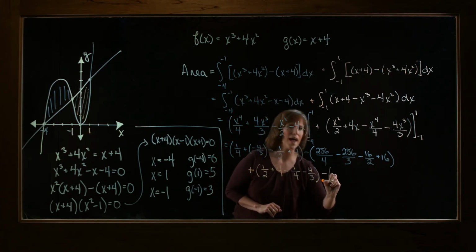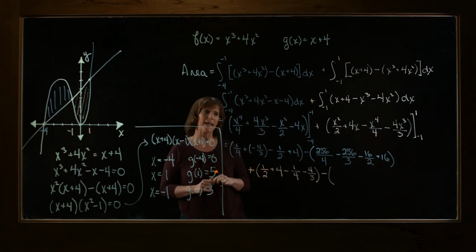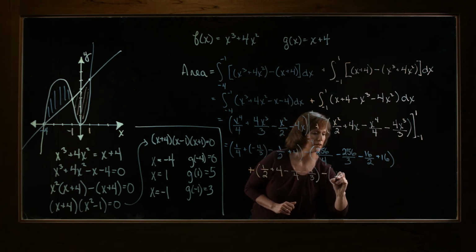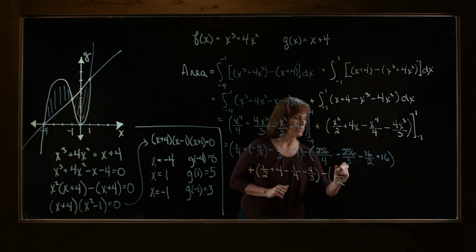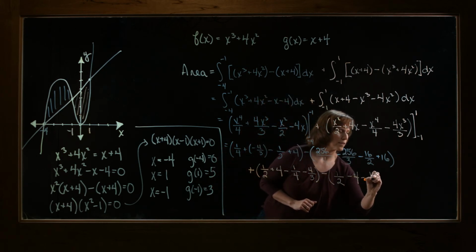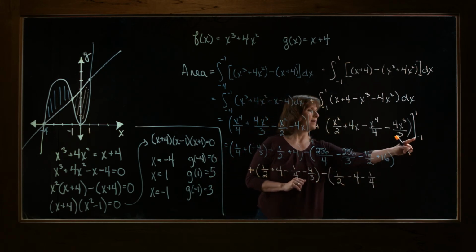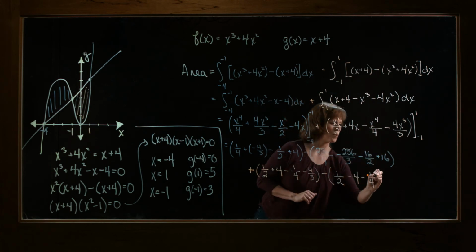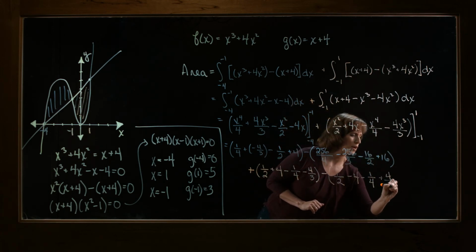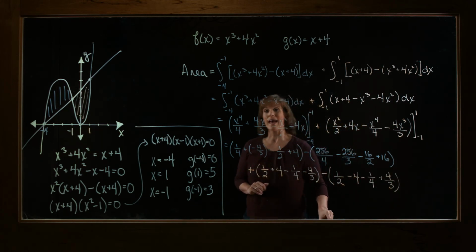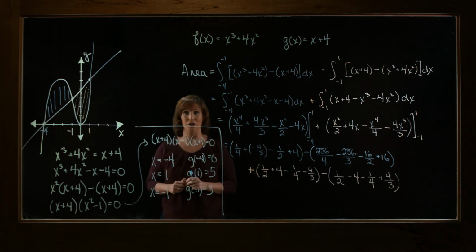Then I need to subtract what happens when I plug in the -1. When I plug in a -1, I'll have a positive 1/2 minus 4 minus 1/4, and -1 cubed is a -1, so when I multiply that by -4, I'll end up with a plus 4/3.